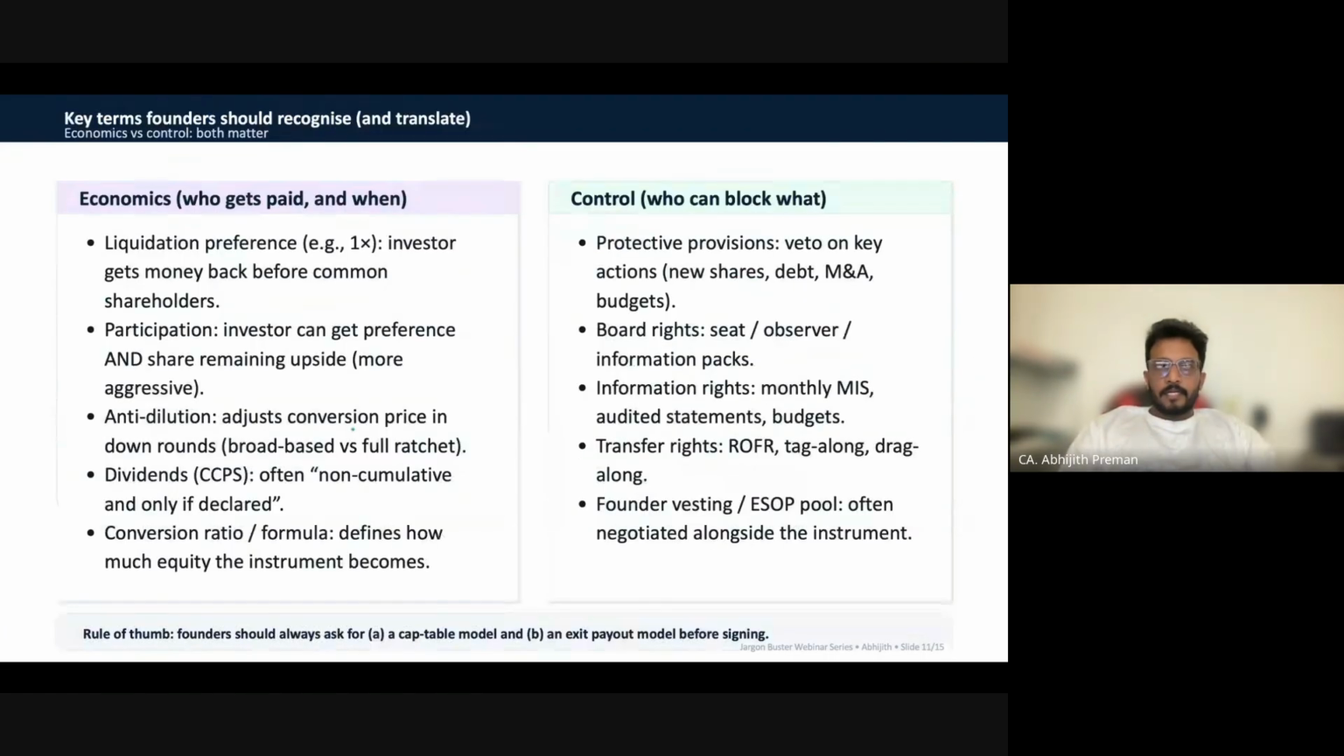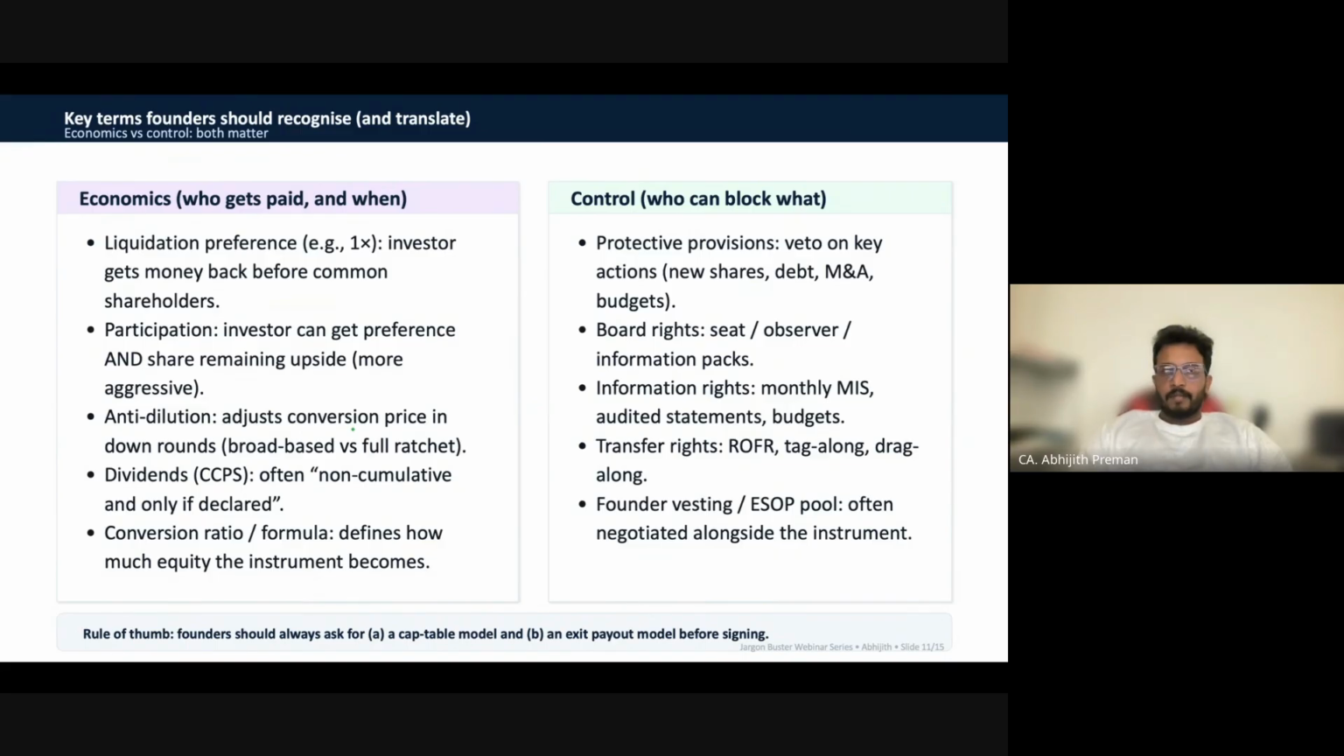Okay, again, key terms founders should recognize and translate. So economics versus control. Economics is who gets paid and when. Liquidation preference is that the investor gets money back before common shareholders, what I've already told. So before equity shareholders, the investors would be getting their money back. Participation: the investor can get the preference and share the remaining upside, which is more aggressive.